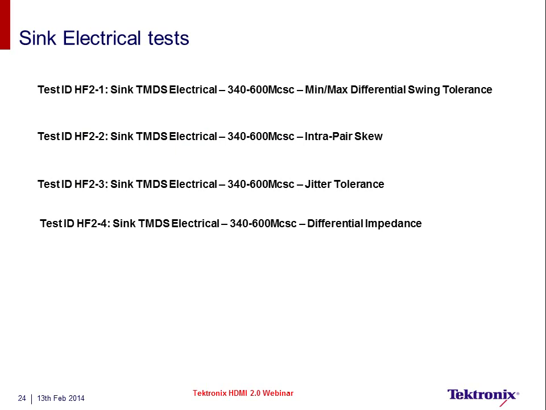Now let's focus in much more detail on the sync electrical test. We have the min-max differential swing tolerance test, which is very similar to what we did in HDMI 1.4b, the intra-pair skew test, the jitter tolerance test, and the differential impedance test. The only difference is that in the jitter tolerance test and the intra-pair skew test, we need to apply the 112 picosecond delay line, which is new for HDMI 2.0.